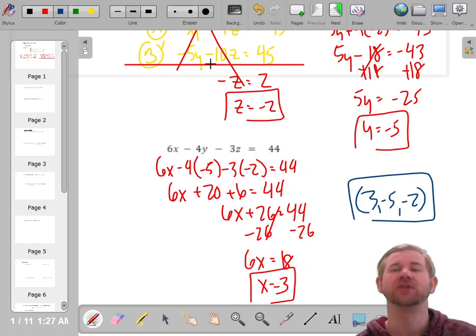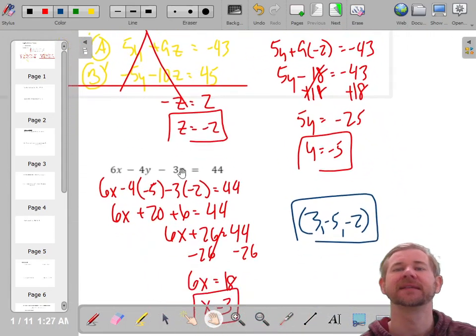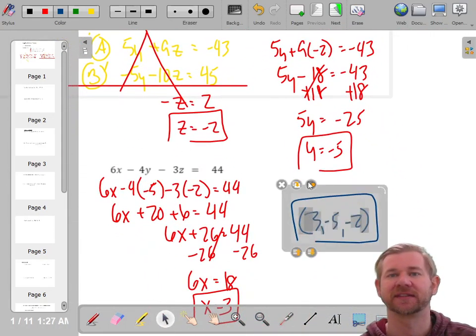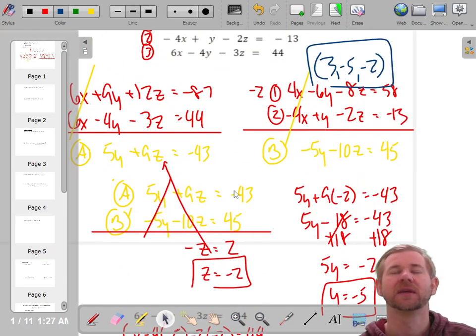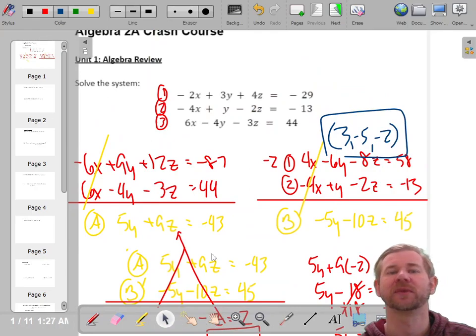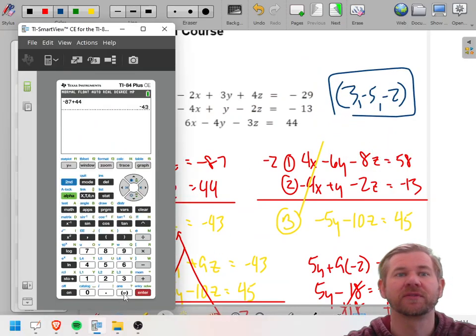All right, and you can check it, and it's a good idea to check it. And honestly, if it's a multiple choice test, this might be the fastest way to do the problem. Instead of even working it out, you might just work backwards. So let's see what happens when I check this. I'm going to use my calculator here, and I'm just going to plug it into all 3. -2 times 3 plus 3 times -5 plus 4 times -2. So if I plug it in the first one, I better get -29.